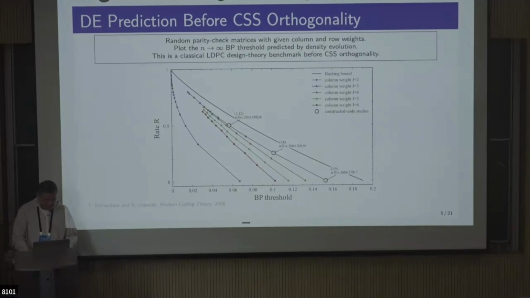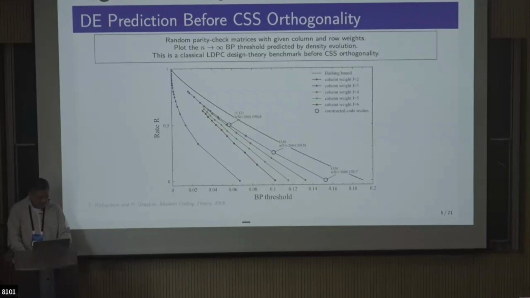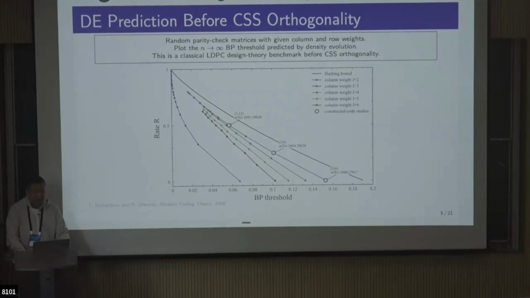So this plot tells us what performance should be possible if the sparse graph behaves like classical random LDPC graphs. So later we compare the constructed CSS code against this benchmark. The goal is not to claim the ensemble is already valid quantum codes, but to identify the waterfall target before enforcing orthogonality.